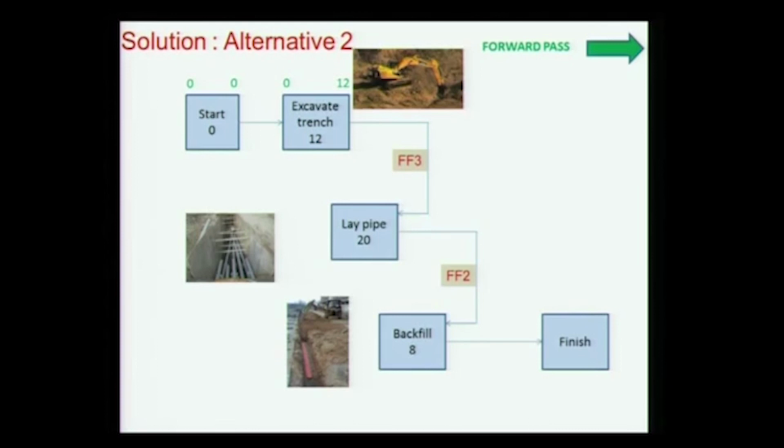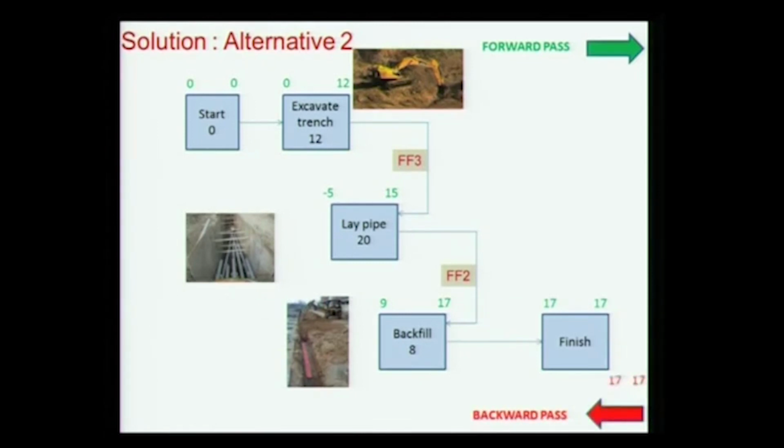So when you work backwards from here, let's do the calculation. As you go in, you have 0, you have 12. Now how do I calculate early start, early finish of laying pipe? It should be 15. But the duration is 20. So this is the problem we run into. When you have to do this calculation, you have to go in the direction of the relationship.